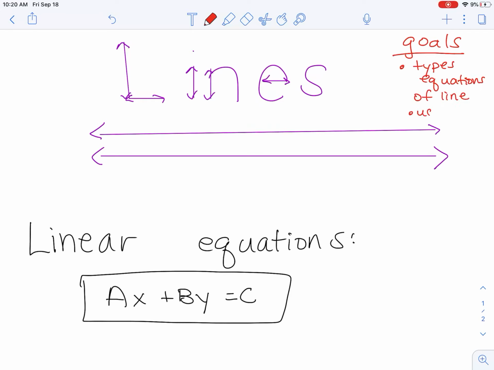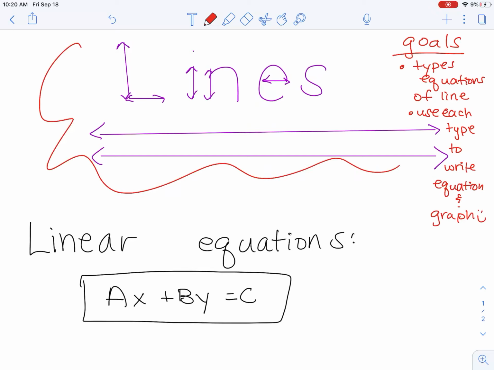And we're going to use each one to write an equation and to graph an equation. Okay, so those are our goals for today, and we're going to be looking at lines.